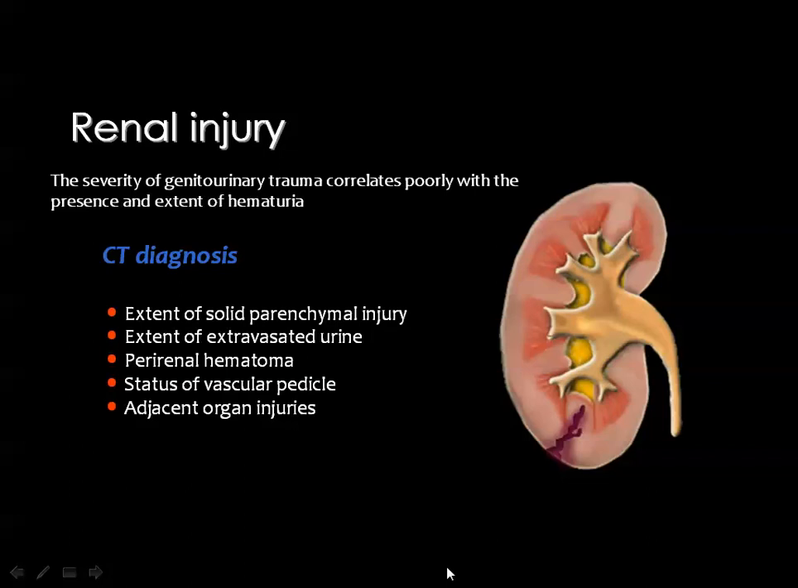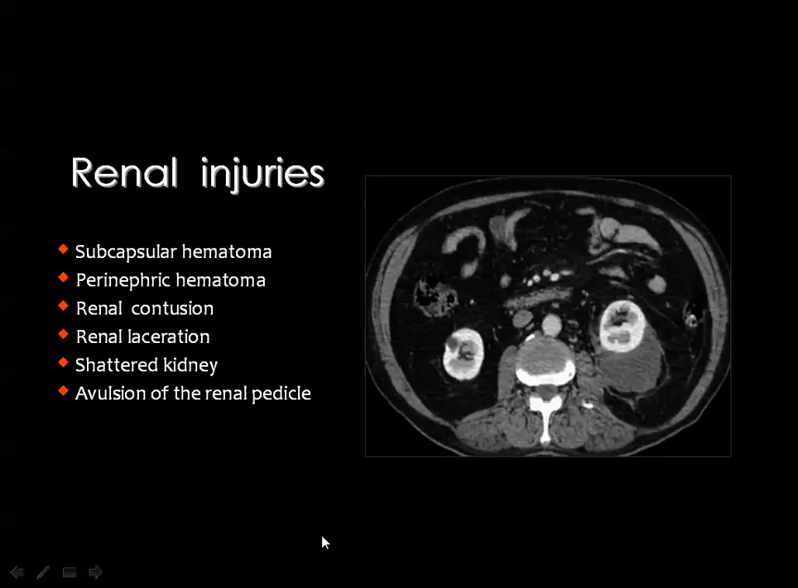Then we came to the injuries of the kidney, and the injuries of the kidneys are easily diagnosed by CT scan, especially after injection of contrast media. And the CT can show the extent of parenchymal renal injury, and can see if there is urine extravasation or perinephric hematoma, the state of the vascular pedicle, if it is avulsed or not, and can also evaluate associated injuries of the adjacent organs like the liver and the spleen.